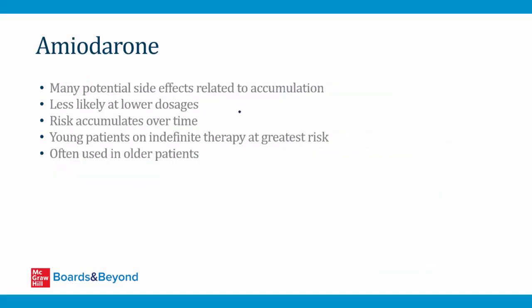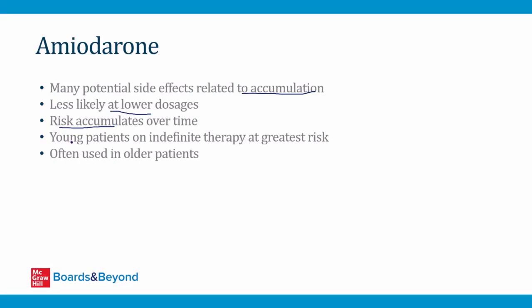But one thing to know about this, which probably won't come up on the Step 1 exam but is important to know in clinical practice, is that the side effects are all related to accumulation of the drug over time. So they're less likely at lower dosages, and the longer a person has been taking it, the higher the risk becomes. So really, you usually need to take amiodarone for many years in order to develop some of the key side effects of the drug.